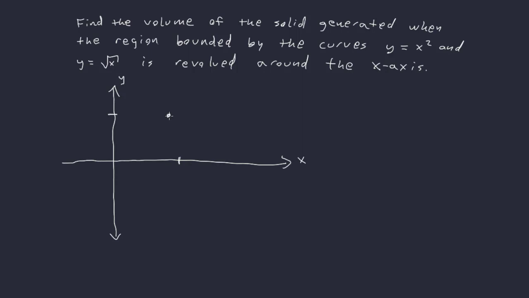So these two functions look like this, of course. Here's y equals x squared, and here's y equals the square root of x. Now, the region between them, typically when we say that, we're looking at the smallest possible one. So really, we're looking at the region between 0 and 1. What we'll be doing is revolving this around to get a strange looking shape.